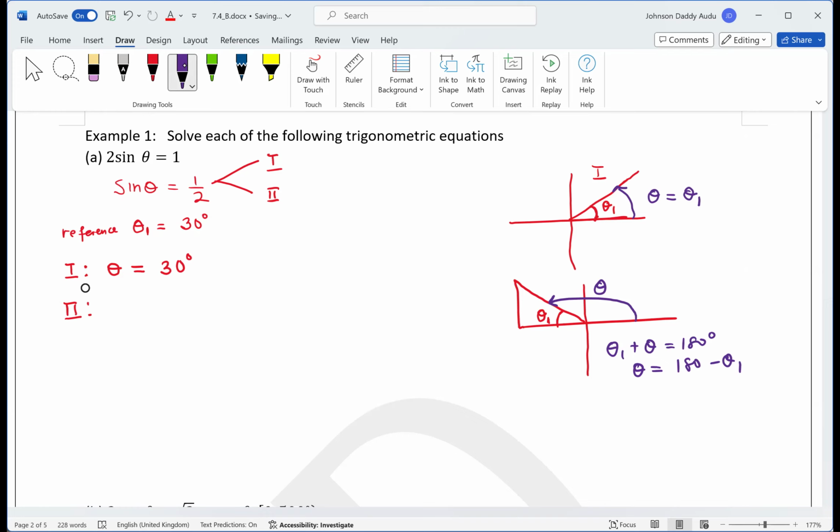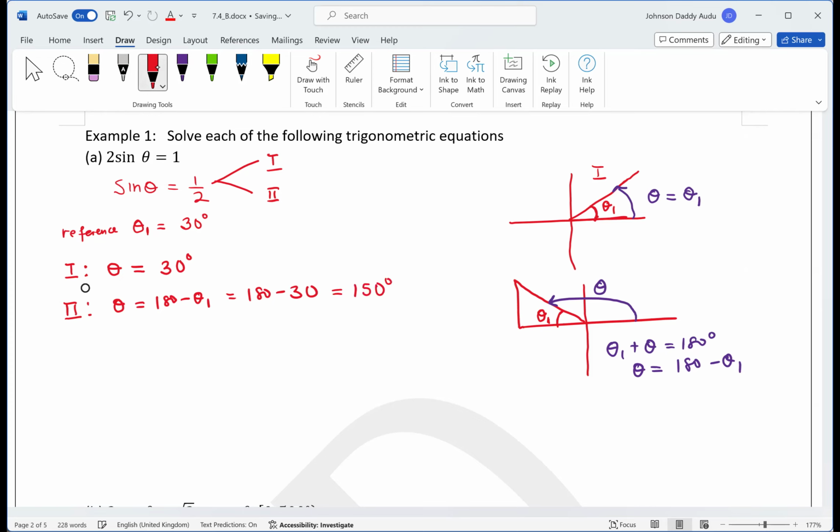So with this now, if we're in quadrant 2, theta is going to be 180 minus theta 1, which is the reference. So it's just going to be 180 minus 30, and that will be 150, right? Okay, so it means we have 150 here.